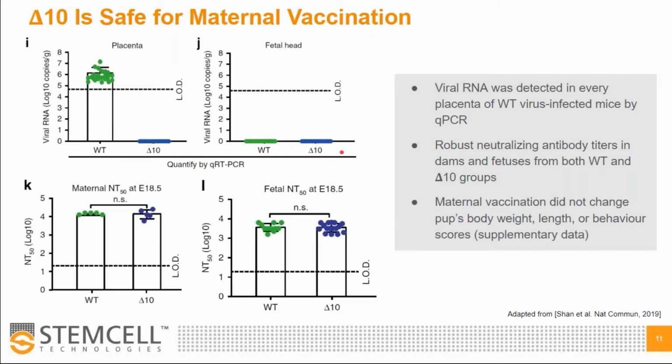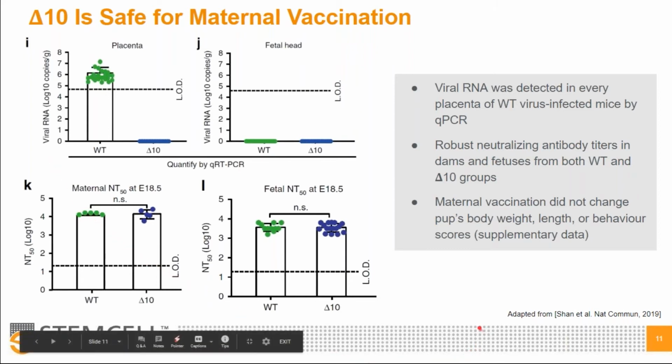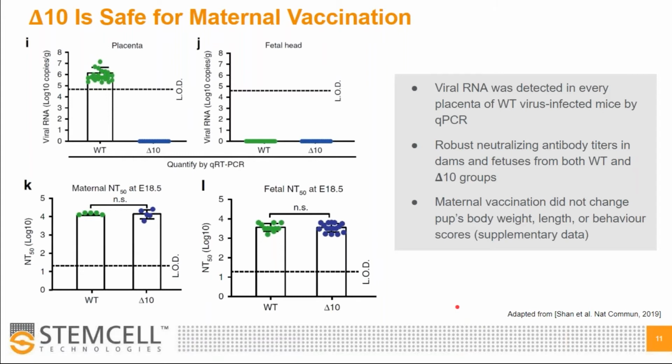When looking at the neutralizing antibody titers, they saw that there were robust neutralizing antibody titers present in both dams and fetuses from both wild-type and the delta 10 groups. And in a separate experiment, they looked at whether maternal vaccination had any adverse effects on the pup's body weight, length, or behavior after birth, and they could not see any adverse effects.